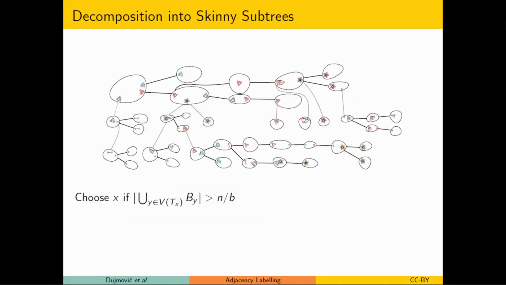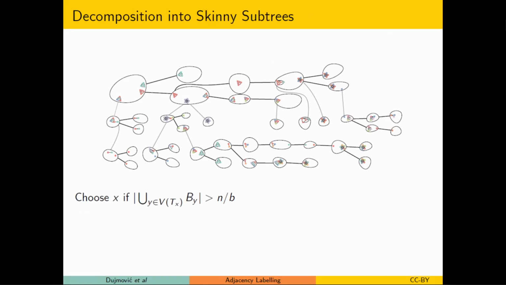Okay. How do you get tree decompositions of small height? Well, one way to do it is to make sure that each time you go from one node to its child, the total number of vertices decreases by a huge amount. By, let's say, a factor of b is what I will aim for.